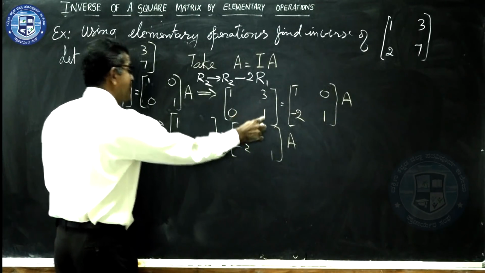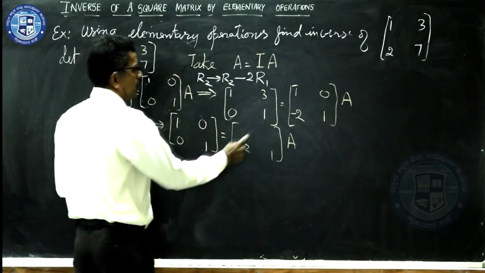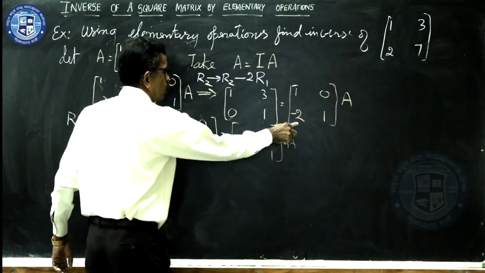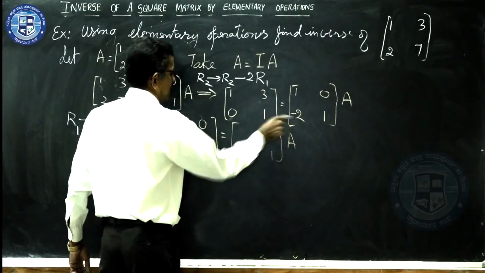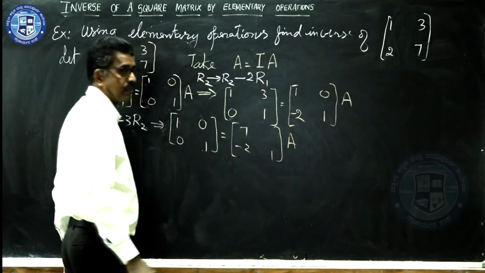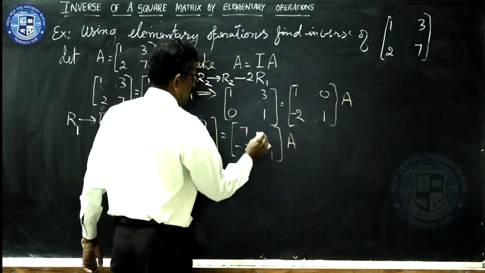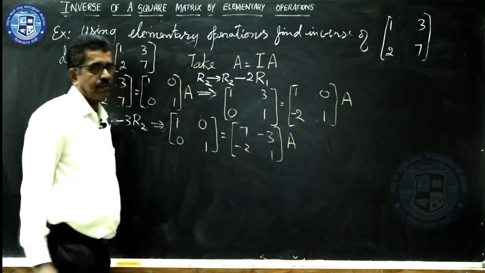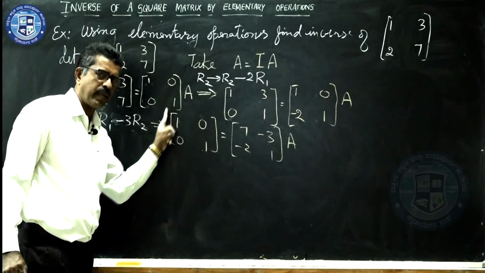3 minus 3 times 1, it is 0. The same thing has to be applied here also. It is 1 minus 3 times minus 2, it is plus 6, going to be 7. And here 0 minus 3 times 1, it is minus 3. What do you expect here? Can you tell me what this is?